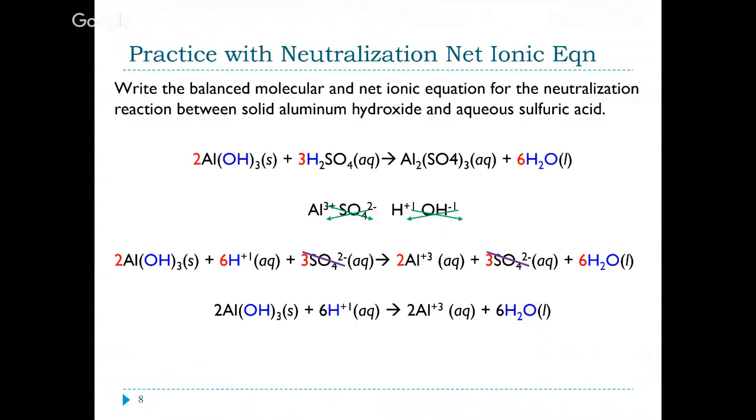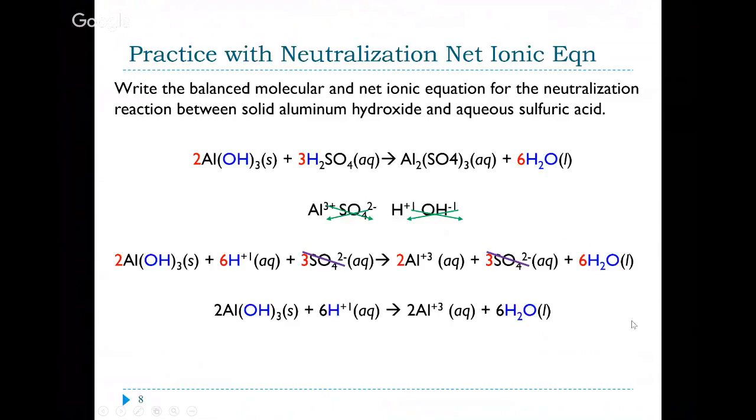Practicing with neutralization net ionic equations: write the balanced molecular net ionic equation for the neutralization reaction between solid aluminum hydroxide and aqueous sulfuric acid. Even though aluminum hydroxide is insoluble in water, it can be dissolved in a strong acid. So we look at how these things dissociate. Aluminum is Al 3 plus. This gives us an OH minus. We know our protons come off as H plus, and then we're left with the sulfate ion.